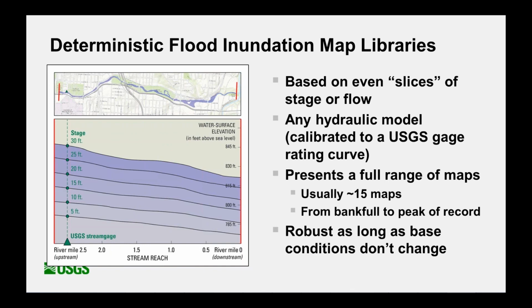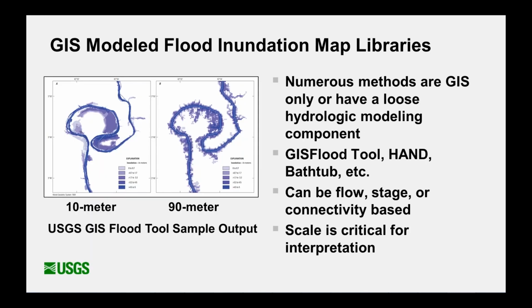These maps, both types, probabilistic and deterministic, are generally robust as long as the base conditions don't change. The deterministic maps have the added advantage that if your probabilities shift, these maps are still going to be usable, just very slightly.